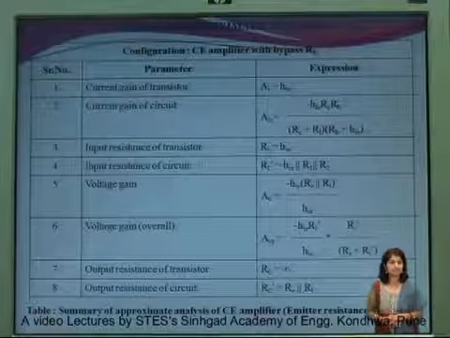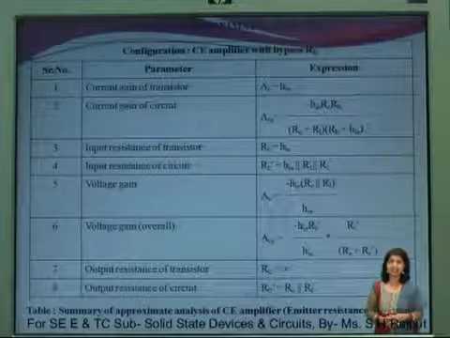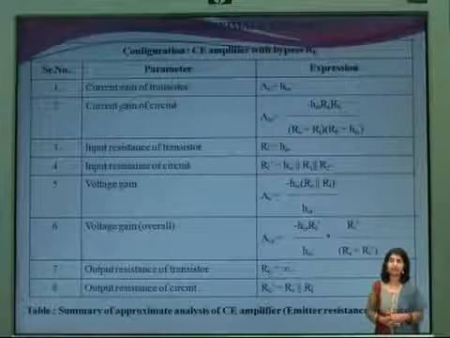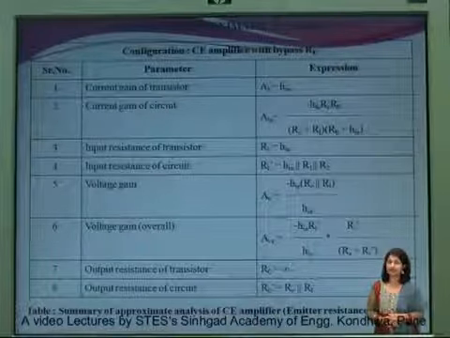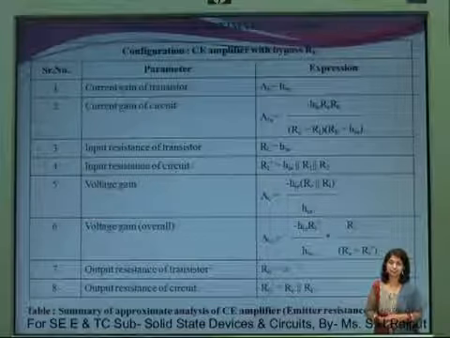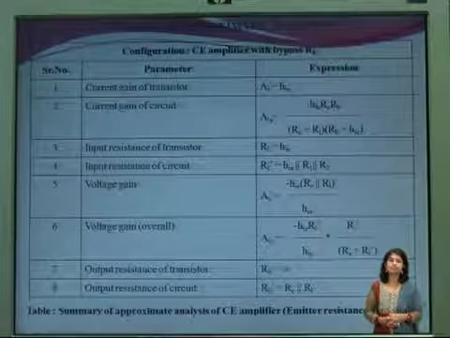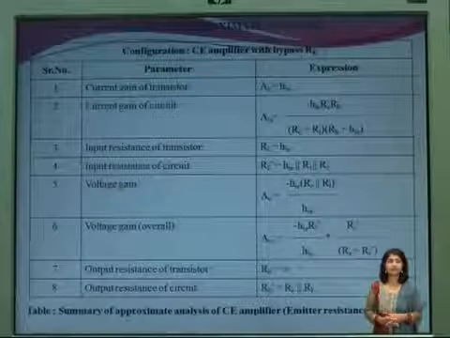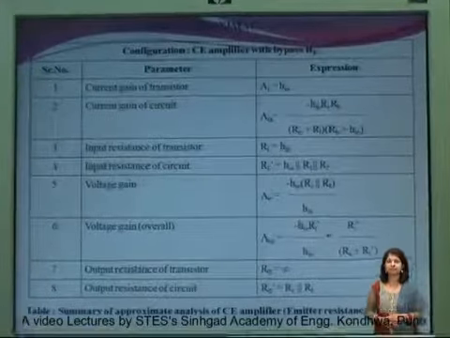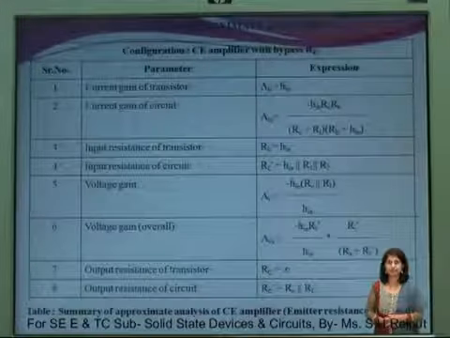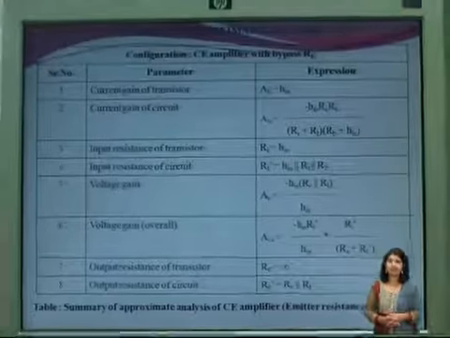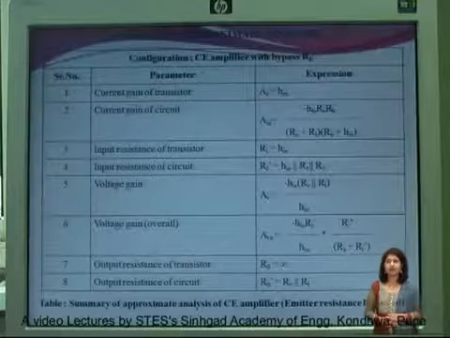The second parameter is the current gain of the overall circuit, given by AIS is equal to minus HFE into RE into RB divided by RE plus RI into RB plus HIE. The third parameter is the input resistance of the transistor, given by Ri is equal to HIE. The fourth parameter is the input resistance of the overall circuit. It is given by Ri dash is equal to HIE parallel with R1 in parallel with R2.